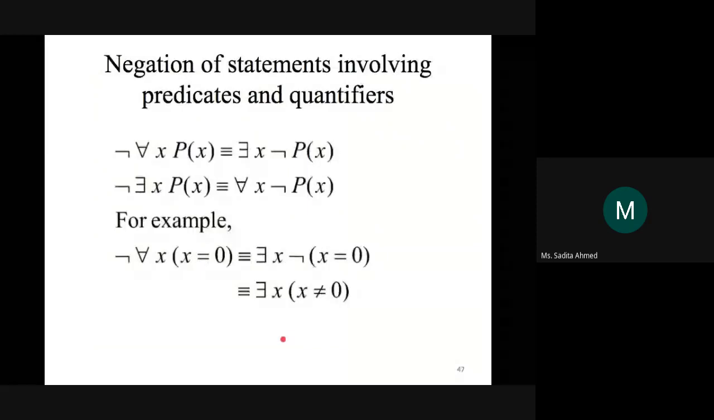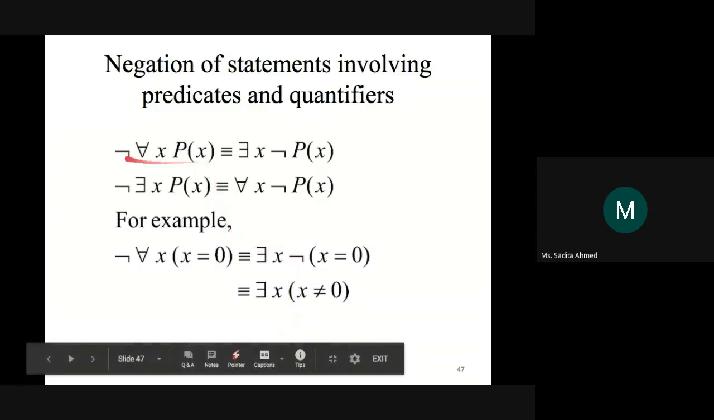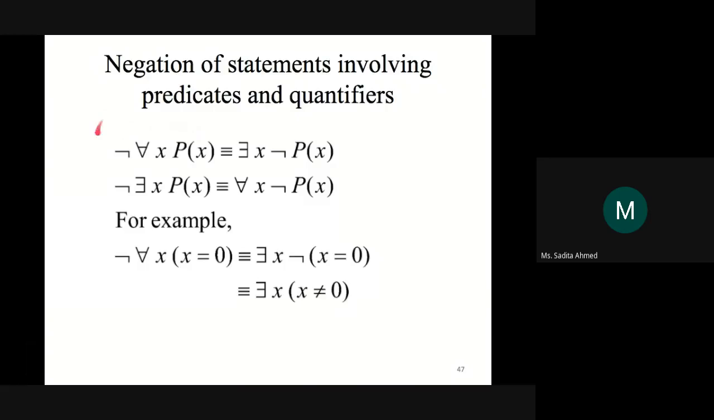Now, moving on to negation of statements involving predicates and quantifiers. If you have a statement like this, with quantifiers and predicates, and a negation applied on this entire expression, how do you do that? First, we apply the negation on the quantifier. We basically move from left to right, and on the far left, you always have the quantifiers. So the first thing we find is the quantifier. So first you apply the negation on the quantifier. And how do we do that?